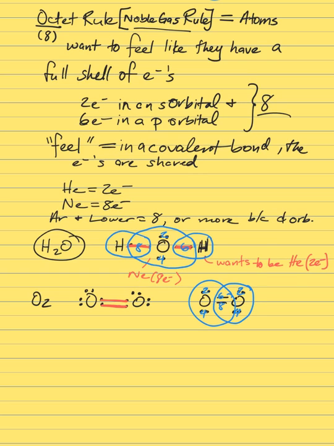Before I move on and go through what I call my 7-step strategy to Lewis structures, I want to talk about the different bond types that are available. So you can have a single bond, which is 2 electrons shared between 2 atoms.